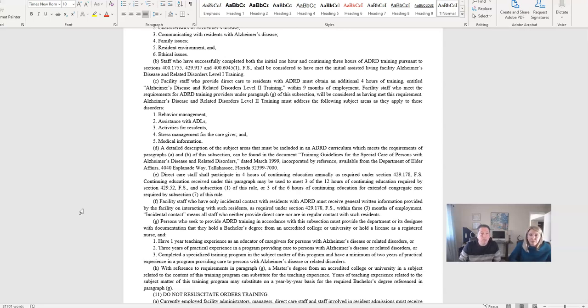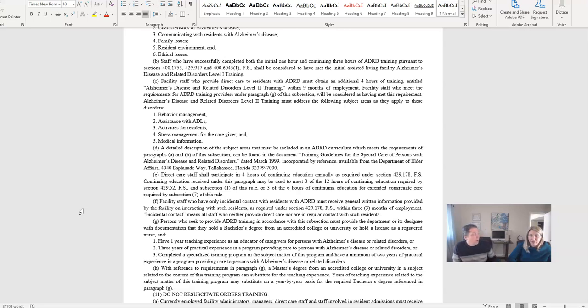Direct care staff shall participate in 4 hours of continuing education annually as required in the Florida statutes. Continuing education received under this paragraph may be used to meet 3 of the 12 hours of continuing education required by administrators. Don't do that. Just get the 12 and then get your additional training. It's going to get convoluted.